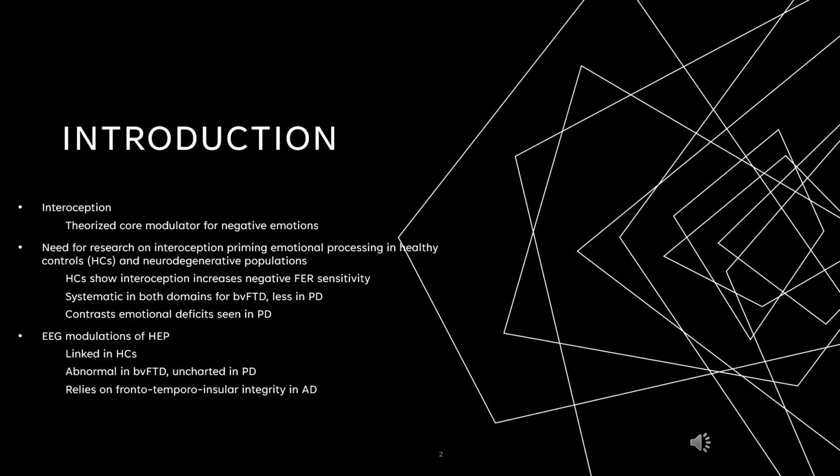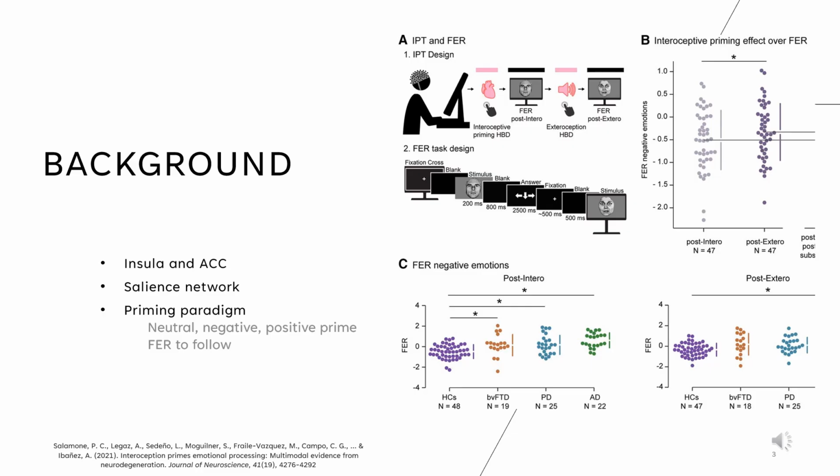Behavioral evidence from healthy controls suggests that interoception increases sensitivity to negative facial emotional recognition. Alterations in both domains are systematic in behavioral variant frontotemporal dementia and less noted in Parkinson's disease, which contrasts with the interoceptive pattern in general emotional deficits seen in Alzheimer's disease.